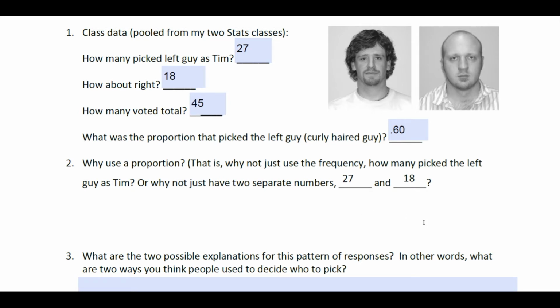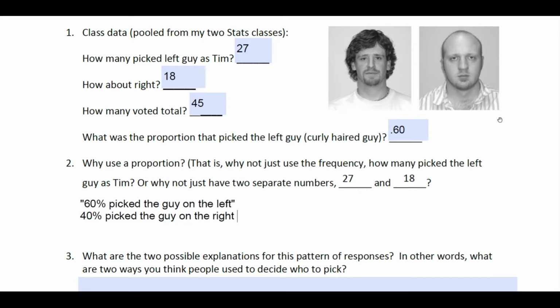Really what it comes down to is, if I say 60% pick the guy on the left, then I automatically know that out of 100% of people, 40% must have picked the guy on the right. There's only two options. They either choose left or right. If I told you 27 picked the guy on the left, you wouldn't automatically know 18 picked the guy on the right, because you would have to know how many people total.